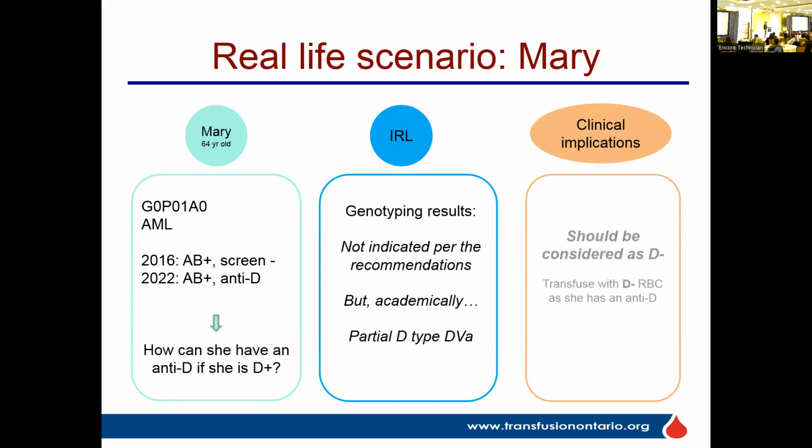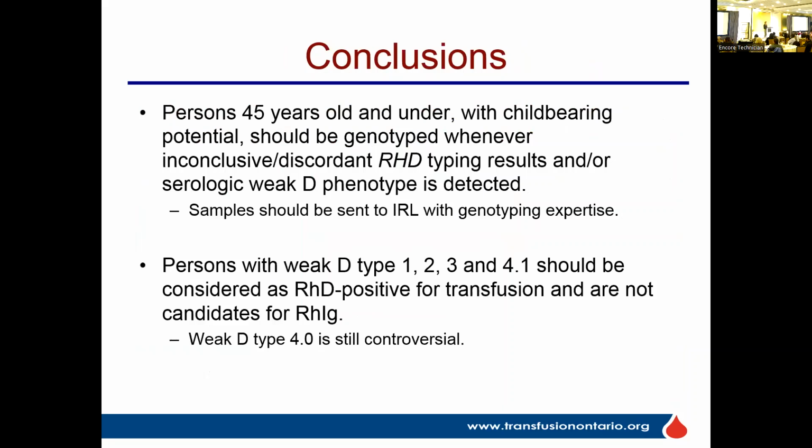So in conclusion, persons 50 years old and under with childbearing potential should be genotyped whenever an inconclusive or discordant RhD typing result and/or serologic weak D phenotype is detected. And samples should be sent to an IRL with genotyping expertise. And persons with weak D type 1, 2, 3, and 4.1 should be considered as RhD positive for transfusion and are not candidates for RhIG. And weak D type 4.0 is still controversial, as I said.